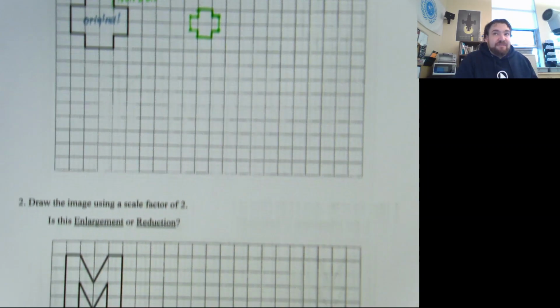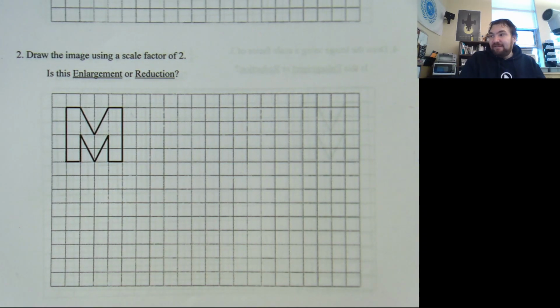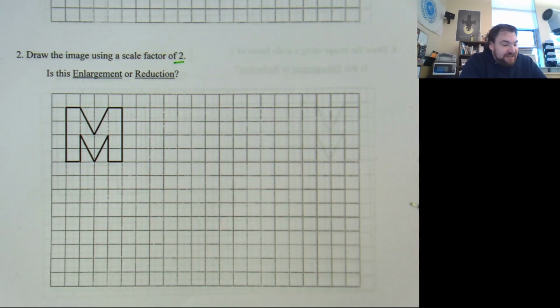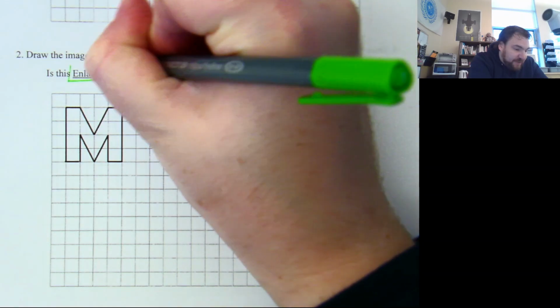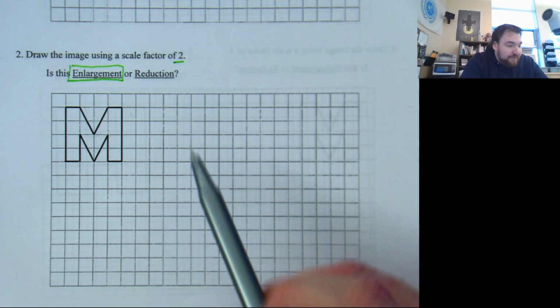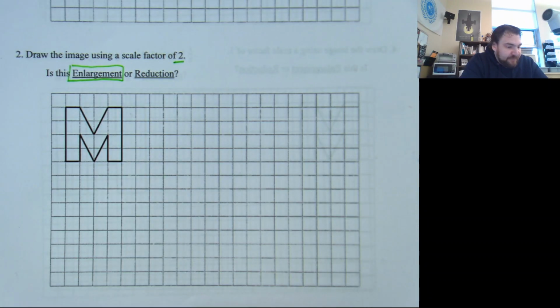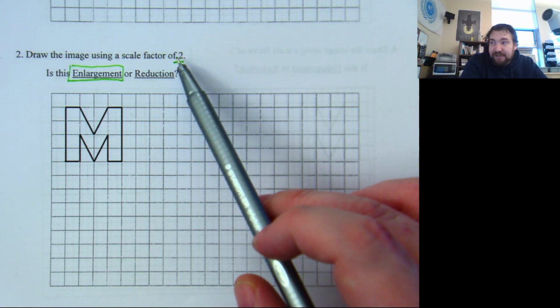Let's do another one. We're going to double it, the letter M. We have a scale factor of 2, and what this means is that if we have a scale factor of 2, the diagram is going to be twice as big. It's an enlargement of the original. Specifically, it's going to be twice as big. We're going to multiply every side here by 2.